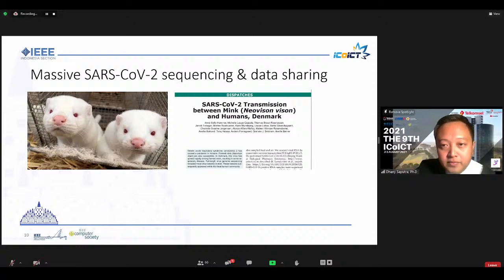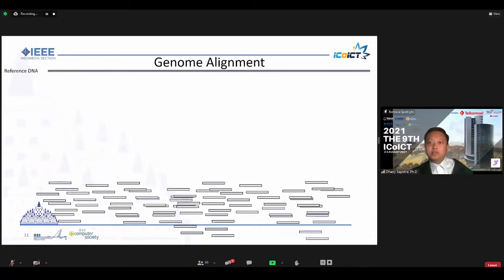And then, yeah, I will talk next about how they do the analysis after they sequence it. After they sequence it, we will see a lot of stretches, maybe 15 gigabytes, could be 60 gigabytes, any size. And then we just have a lot of stretches, and we need to align them to a reference DNA.